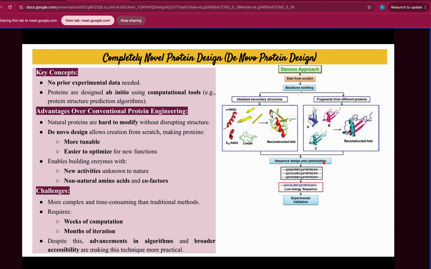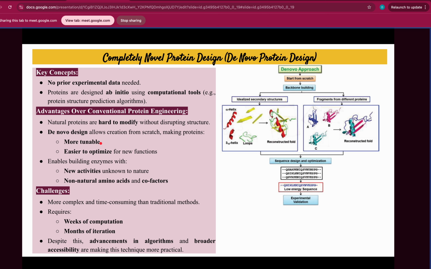Now, sequence design and optimization. When we are combining them, we also have to do the optimization, and as we have seen, the structure which is produced should be stable enough. So all those optimizations are done, and if it is not stable, then we will make certain mutations, certain changes, so that we can increase its stability. We can refine it to obtain a low energy sequence which will give us the lowest energy conformation, and ultimately we will validate it with experimental methods. So this is the de novo approach.